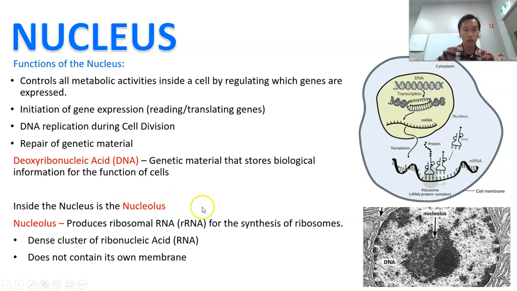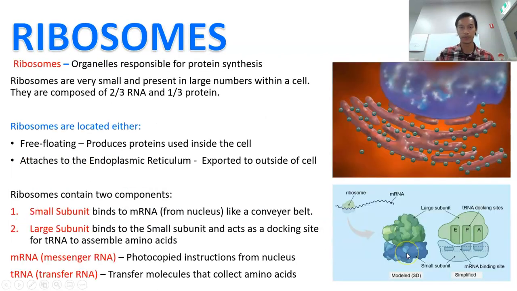All right. Inside the nucleus is also another particular structure called the nucleolus, right? More of like this region, and it contains ribosomal RNA, or rRNA, for the synthesis of the ribosomes, right, which is another organelle. It's a dense cluster of ribonucleic acid, and it doesn't have its own membrane. So, here's your nucleus, and then here's the nucleolus region, right? So, sorry, there's your nucleus, and then there's a nucleolus region. Okay, let's talk about the next one, right?